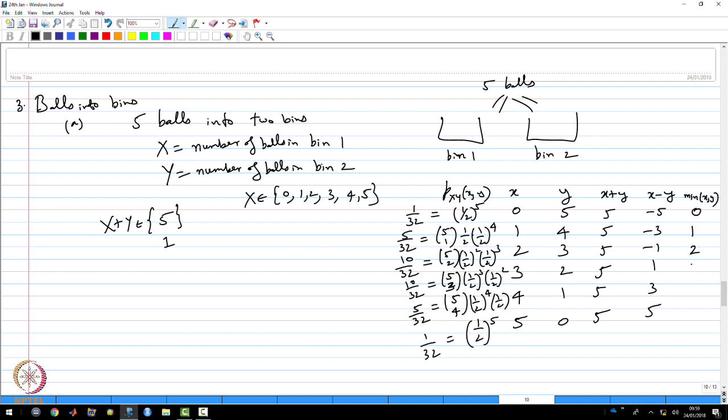You have 0, 1, 2, 2, 1, 0. Okay. So min of xy has some repetition. So min of xy can take just 3 values, 0, 1, 2, and one can quickly see 0 happens at these two possibilities, so the probability is just 2 by 32. 1 happens at these two possibilities, probability is 10 by 32, and 2 happens at the middle two possibilities, probability is 20 by 32.